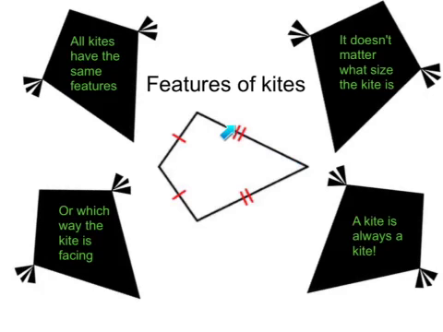The two long edges join at a corner and the two short edges join at a corner. Two of the corners are the same, but these two corners are different. One's a big corner and one's a little corner. It doesn't matter what size the kite is or which way the kite is facing, a kite is always a kite.